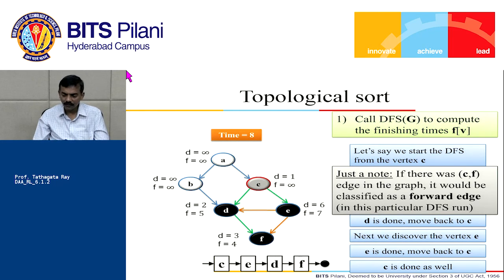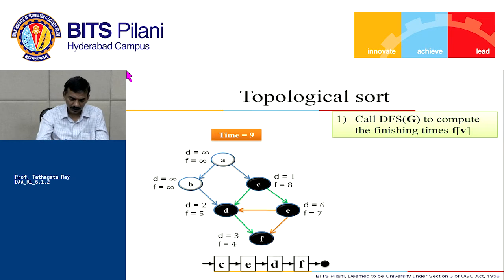Okay, so note, let's say there was an edge between C and F. In that case, that particular edge would have been classified as a forward edge, because there is an ancestor descendant relationship between C and F. C is an ancestor of F. So if there is an edge like this, then that will be classified as a forward edge. If there is an edge between F and C, that will be classified as a back edge.